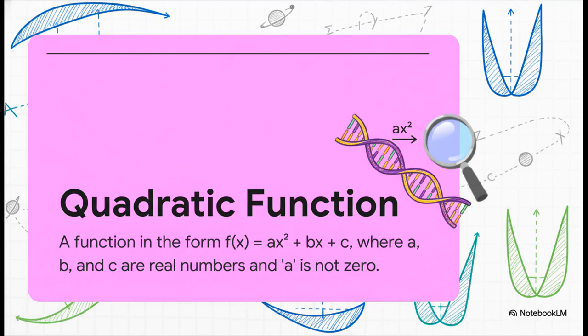While all the parts are important, the absolute star of the show is that ax squared term. That little squared is basically the DNA of the whole thing. It is the one special ingredient that guarantees you're going to get that signature U-shape every single time.